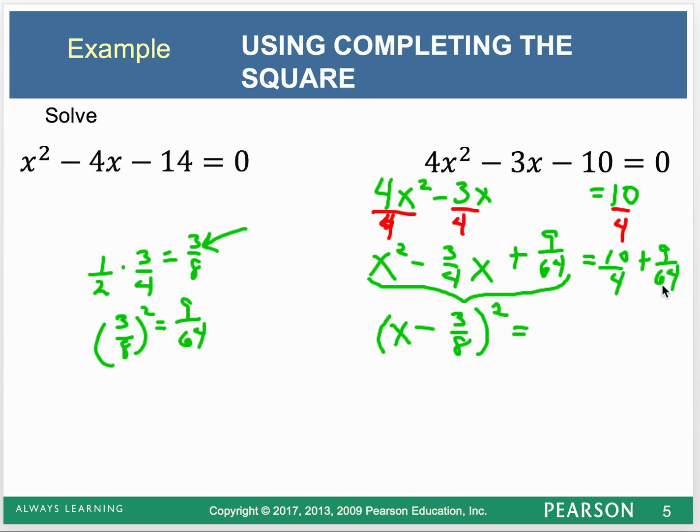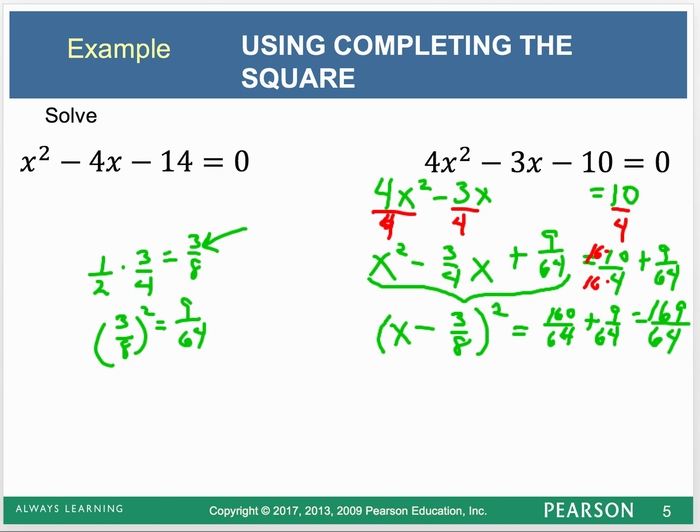Now I'm going to add these together. To add fractions, I need a common denominator. So what's this going to be? Times 16 to be 64. Whatever you do to the numerator, same thing to the denominator. So we will then have 160 over 64 plus 9 over 64. So 169 over 64.